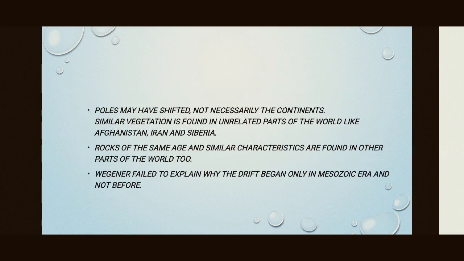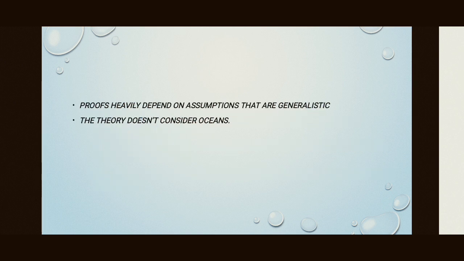Other critics said that maybe the poles shifted, not necessarily the continents. Also, similar plants and rocks can be found in different parts of the world, not just where continents were supposed to be joined. And Wegener couldn't explain why the drifting only started in the Mesozoic era and not before. Plus, his theory didn't really consider the oceans themselves.